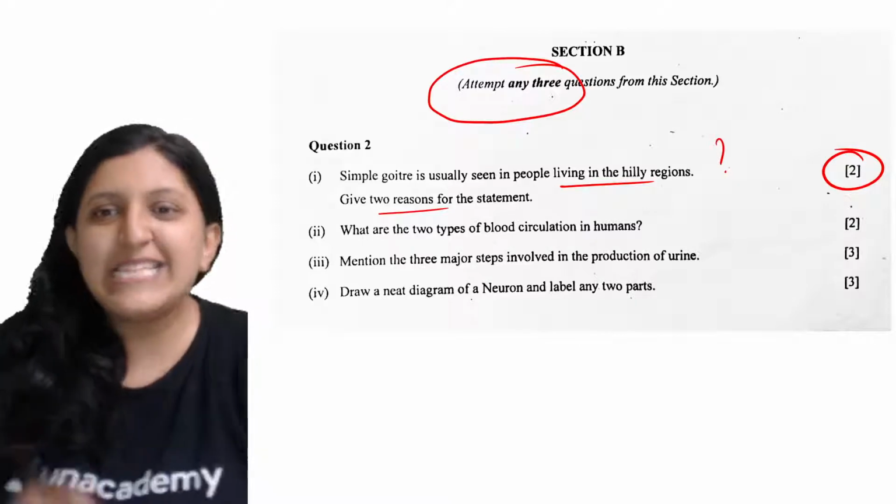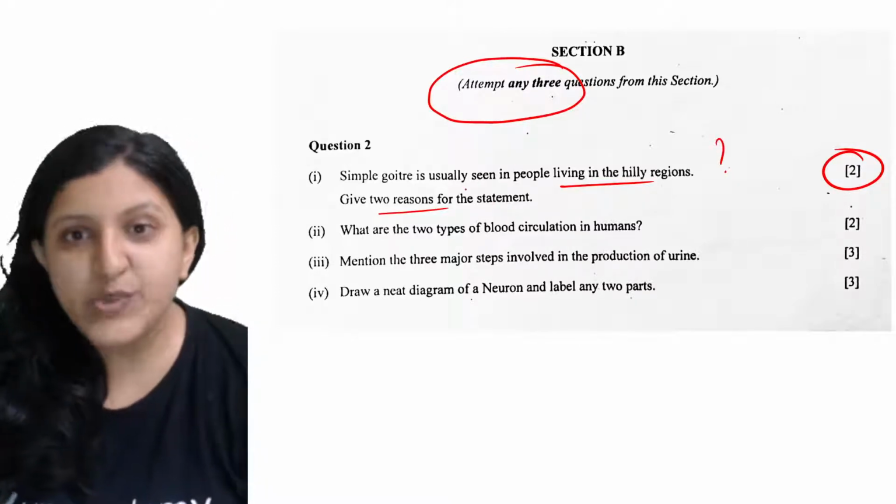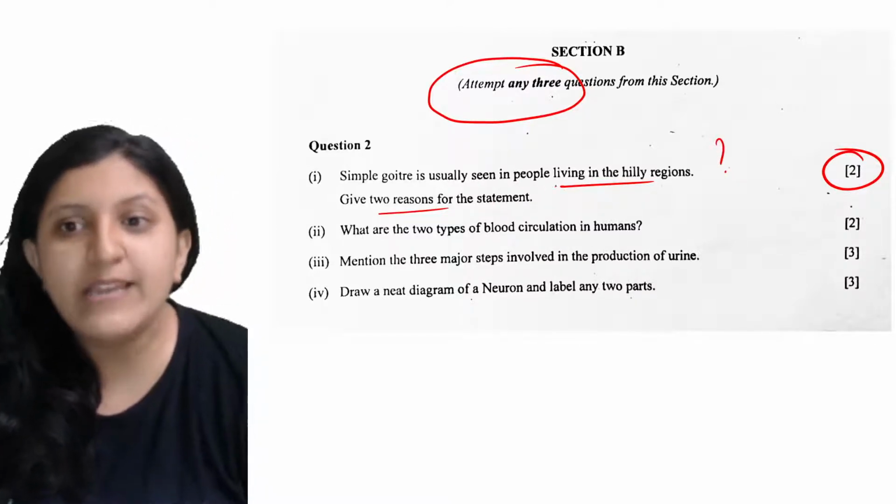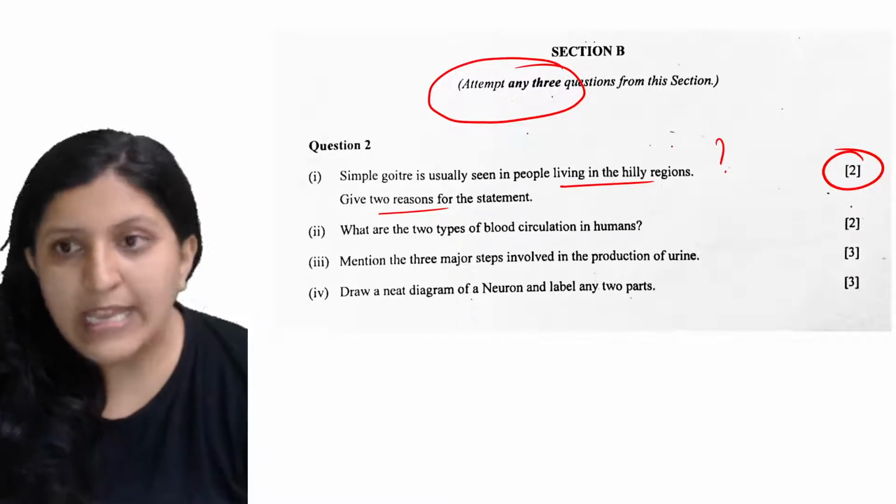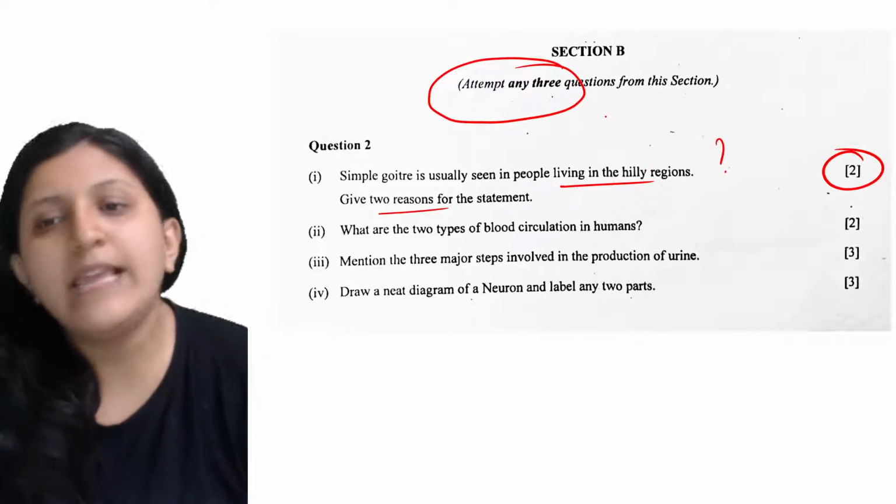Okay, so let's see this one. The reason for this one: simple goiter is usually seen in people living in a hilly region. So one condition is basically why it is seen.